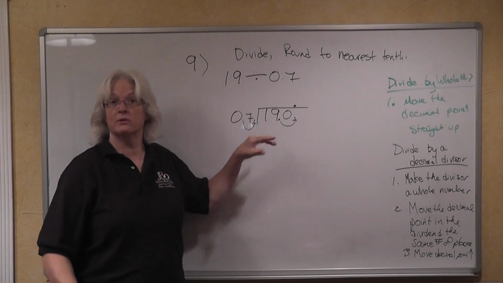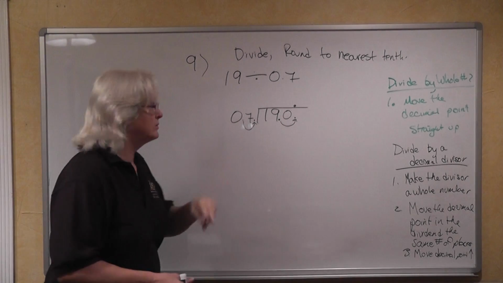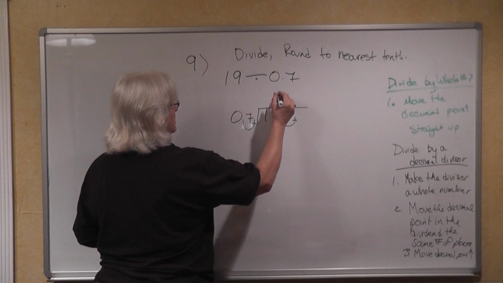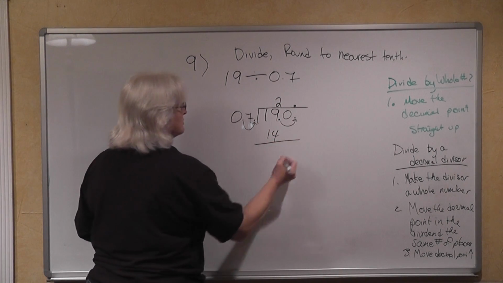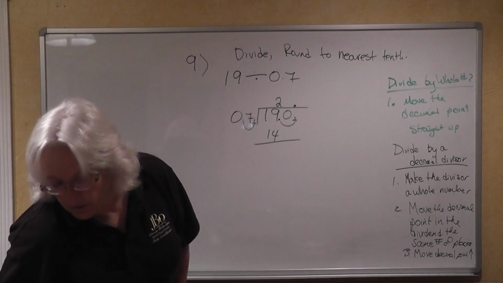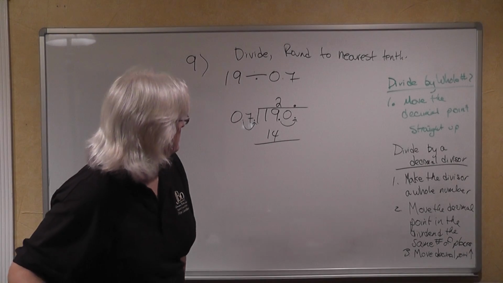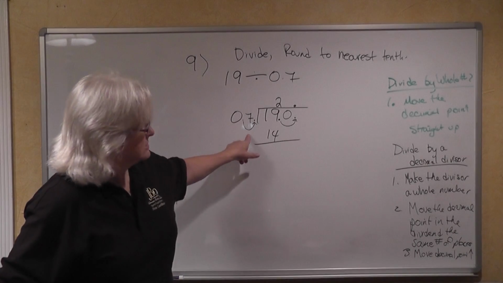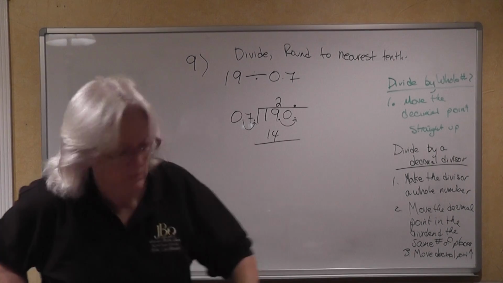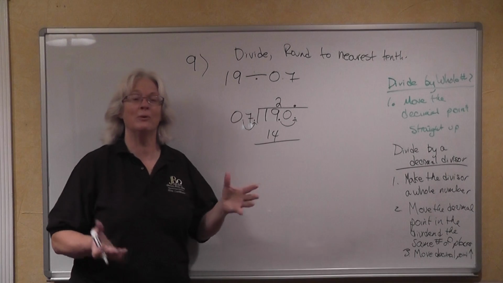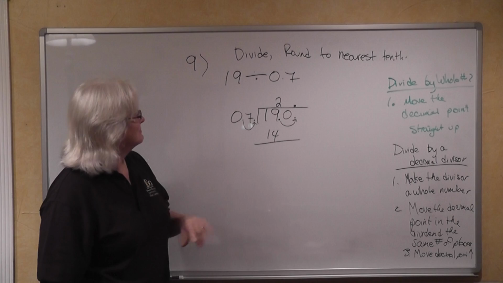Now, we're just going to divide this as if we're doing 190 by 7. 7 goes into 19 twice. 2 times 7 is 14. And we're going to subtract now, aren't we? 19. 7. Okay. You know, as you get old like me with this white hair, your bifocals don't always work right.